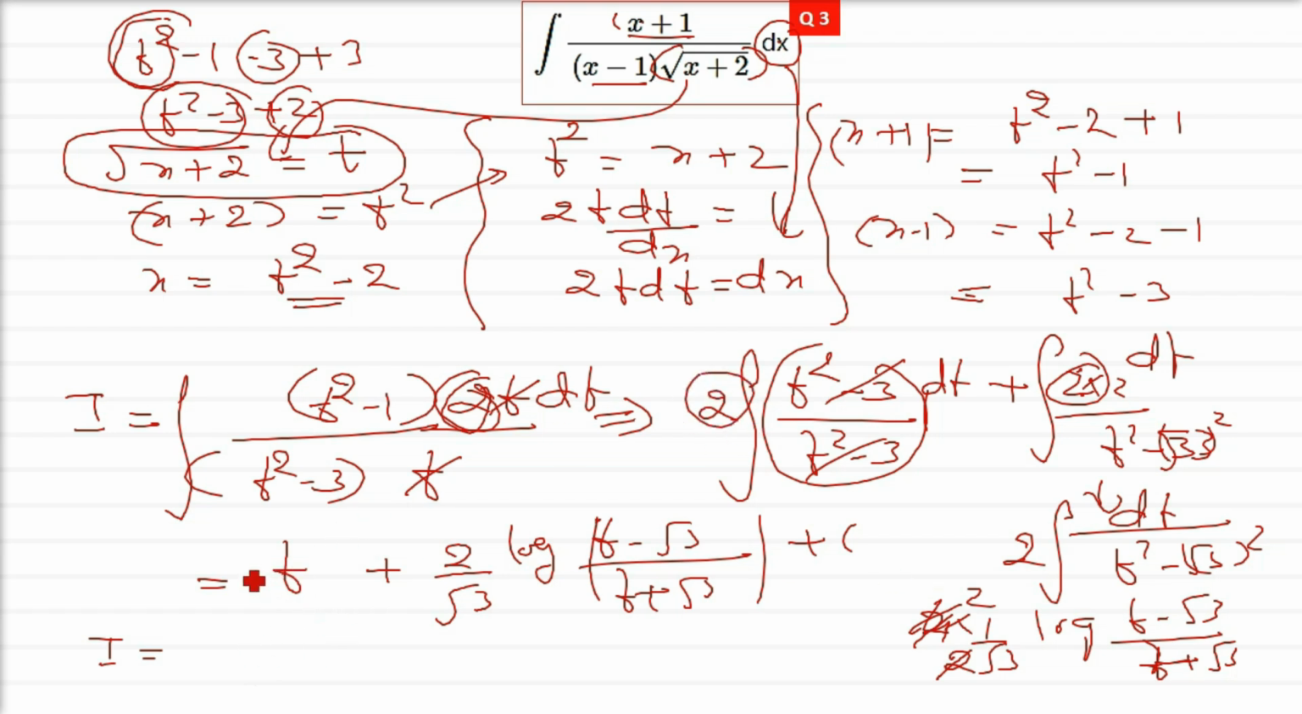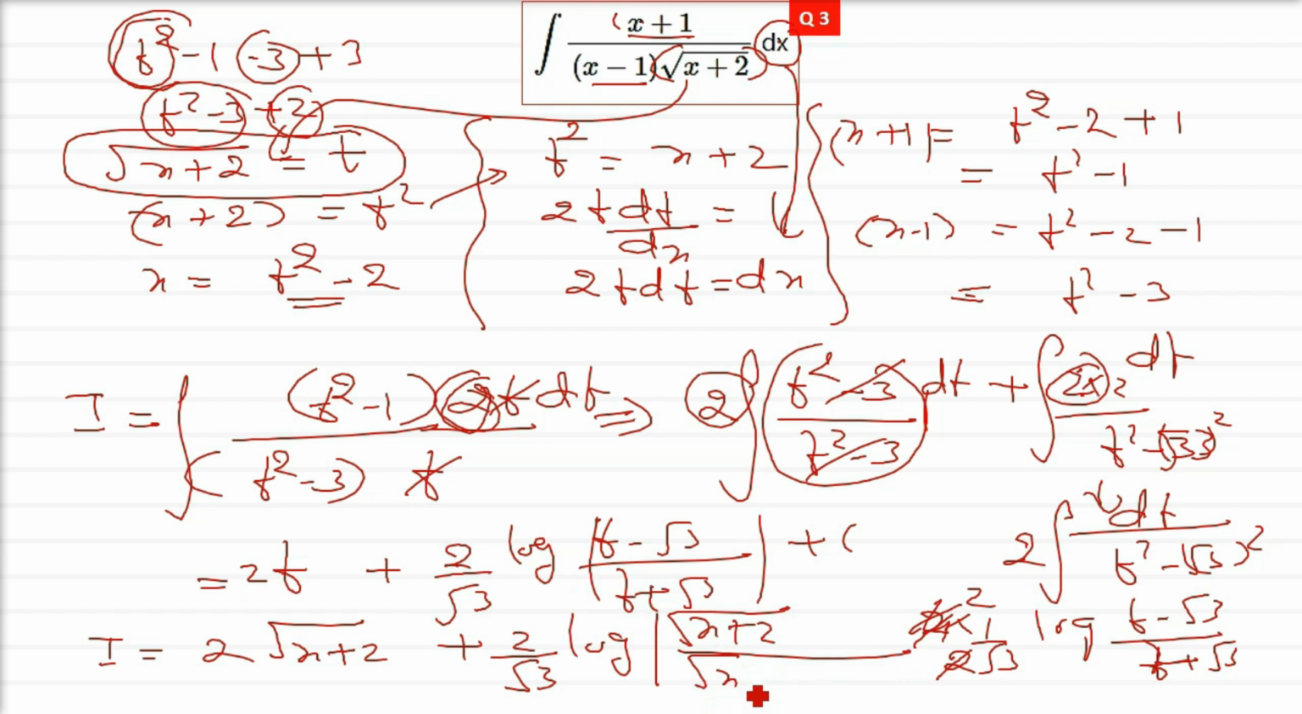Let me introduce t also, 2 also with t. So 2 into what was t initially, under root x plus 2. 2 by root 3 is like this. Then we have log modulus of under root x plus 2 for t, under root x plus 2 in the denominator as well, minus root 3 over plus root 3, plus a constant of integration. From here to here, it is the final result of this question.